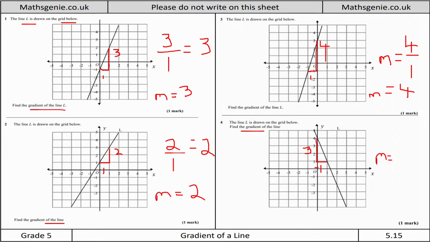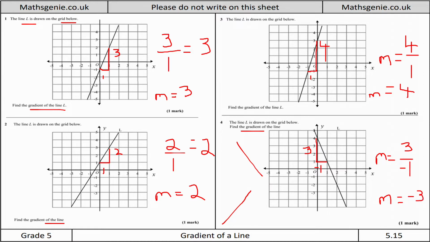So it's 3 divided by negative 1, because if it's in this direction, then it's a negative gradient. If it's in this direction, it's a positive gradient. So that's how I know that my answer has to be negative, because it's going a downward slope. 3 divided by negative 1 is equal to negative 3.